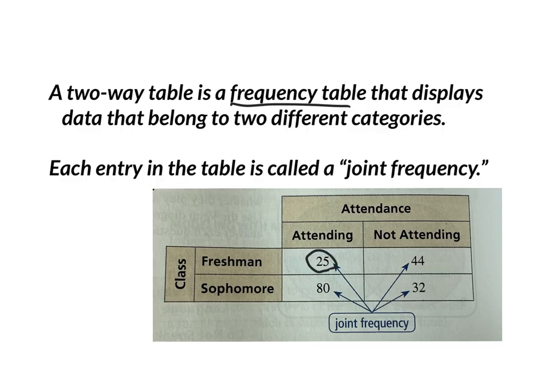It's about freshmen and who attended. All right, this one down here is about sophomores who did not attend. That's why it's called a joint frequency. How many of them did it? And in two different categories.